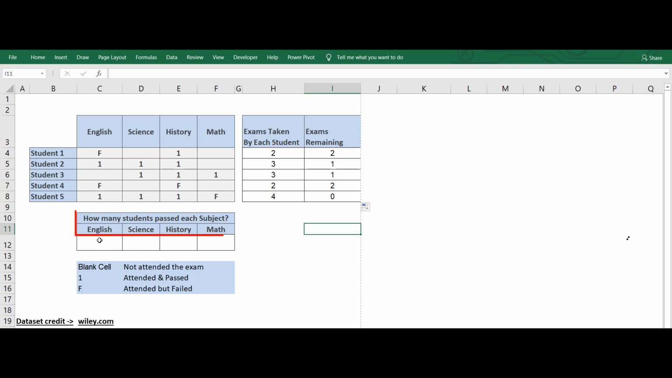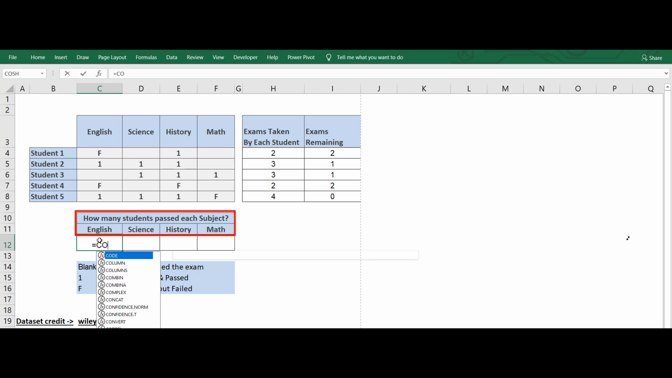That's it. And now the third question is, how many students passed each subject? So now we need to do a subject-wise count. We need to ignore blank cells and also text cells, because we are considering only passed subjects. Passed means only numerical values. In this example, only numerical values. So if you want to consider only numerical values, then COUNT is the option.